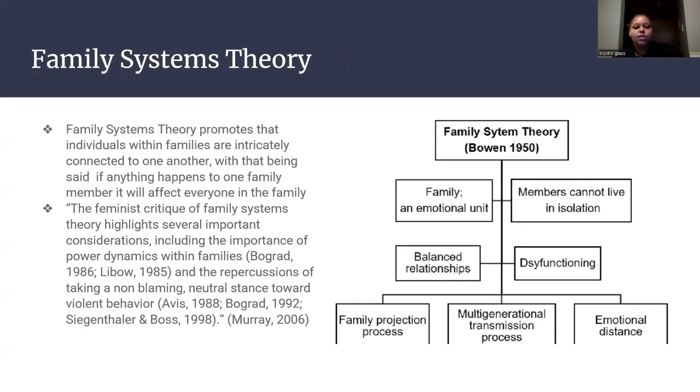The feminist critique of family systems theory highlights several important considerations, including the importance of power dynamics within families and repercussions of taking a non-blaming neutral stance towards violent behavior. This is basically saying that professionals really shouldn't use family systems theory when dealing with domestic violence or family violence because it takes such a non-blaming neutral stance. In those situations, you have to have a person responsible for harm to the family.